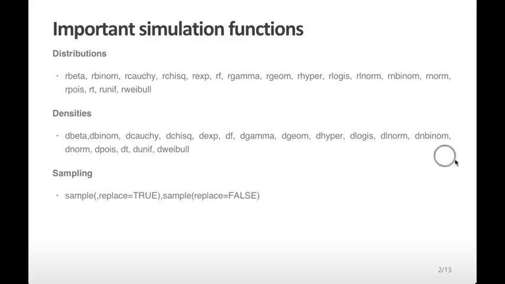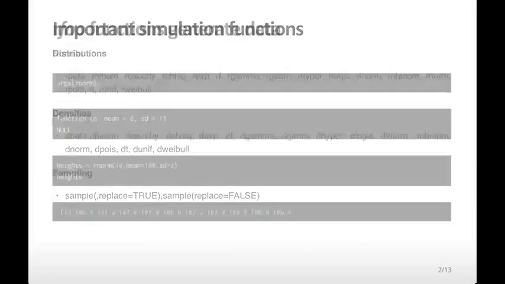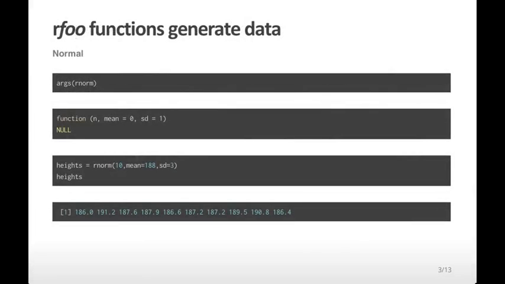Similarly, for densities, the functions start with D, followed by the same representative letters for each distribution. Again, you can type question mark followed by any of these functions to see which density this particular function will produce. We will also cover sampling, both with replacement and without replacement, in these lectures. First, we're going to talk about the R functions.